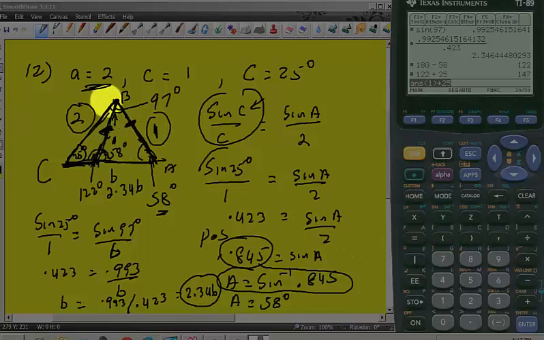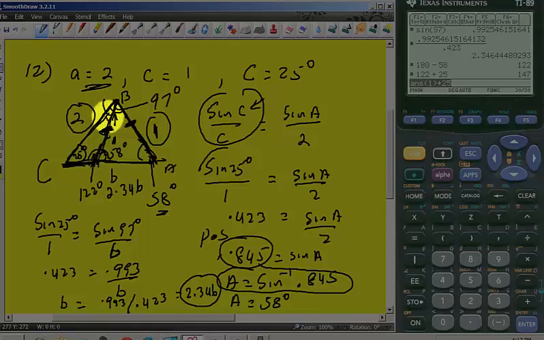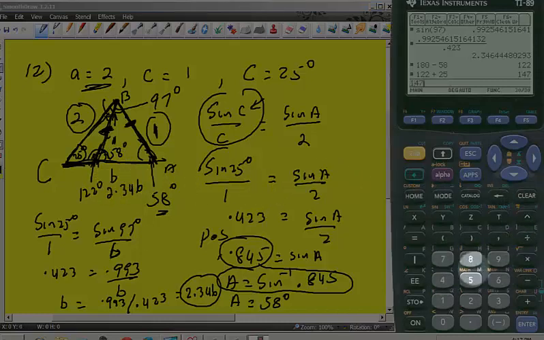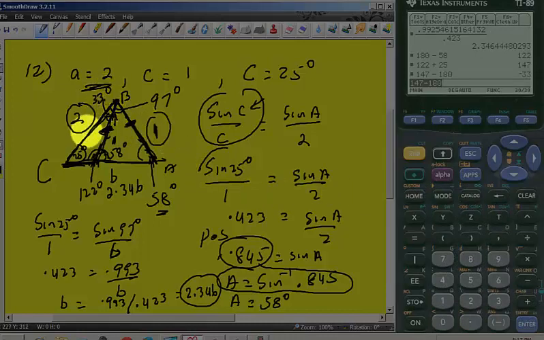So we can get another angle right here for angle B, and that angle right there is 180 minus 147. Okay, so that angle has to be 33 degrees. So instead of 97, that could also be 33 degrees. That way we have two possible triangles, and this is known as the ambiguous case.